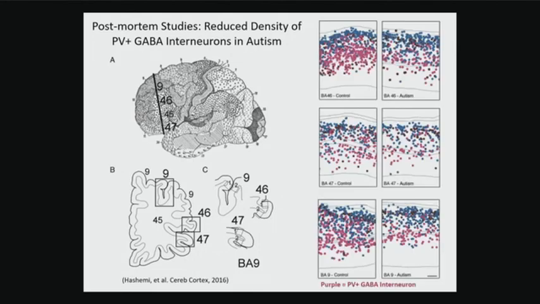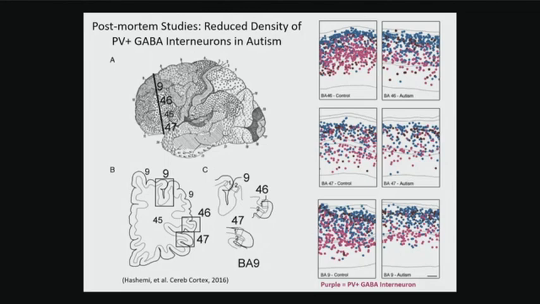So what you see here is that the PV-positive interneurons are labeled in purple, and the controls are on the left, the autistic patients on the right. And you see that for the autistic patients, the density of the PV-positive interneurons is considerably, noticeably lower than that for the controls. And the differences in GABA interneuron development and processing are thought to underlie aspects of autism. But obviously, this is a limited paradigm. It's very intricate, but it's limited because we have to rely on postmortem studies.